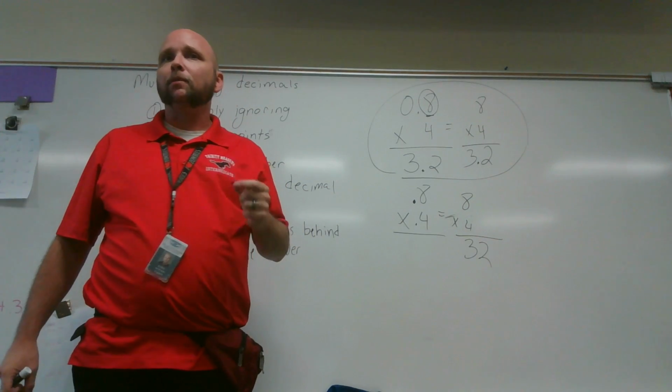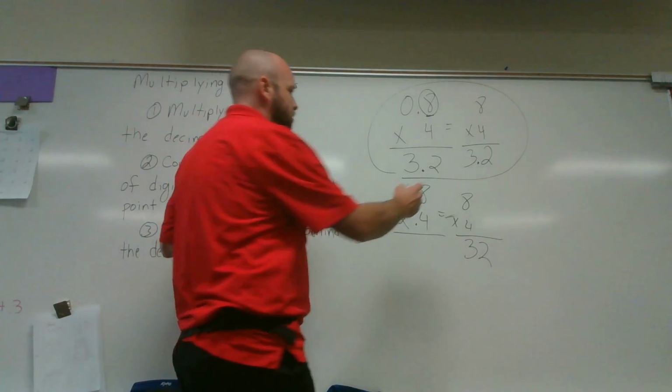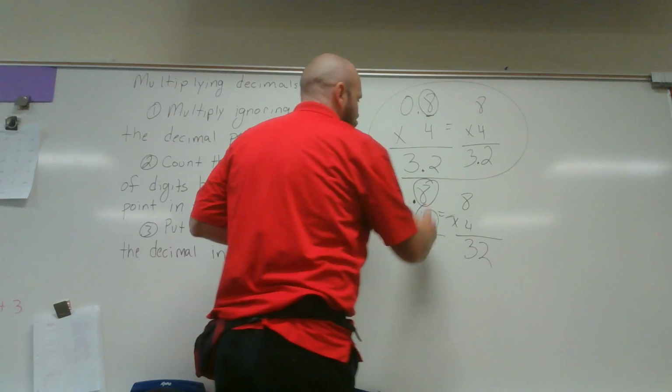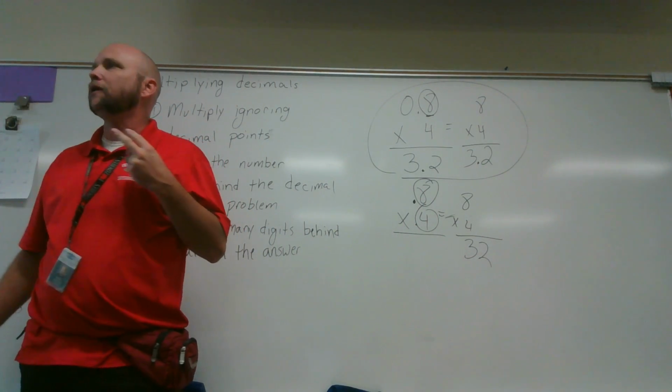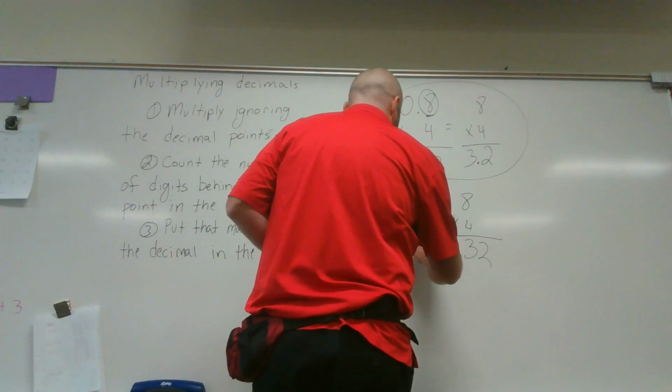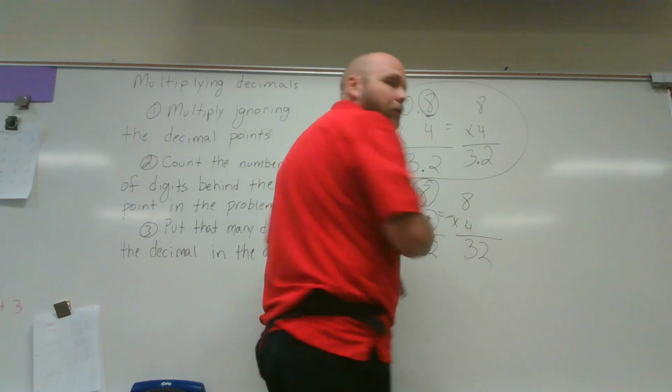We find the number of digits behind the decimal point, which is 1, 2. There are 2 numbers behind the decimal point in the problem. There have to be 2 behind it in the answer. So that makes it 32 hundredths.